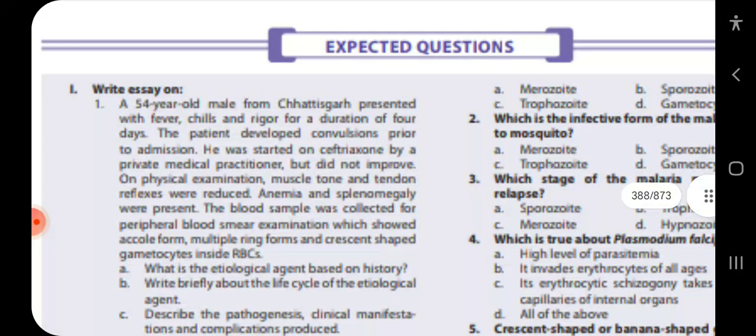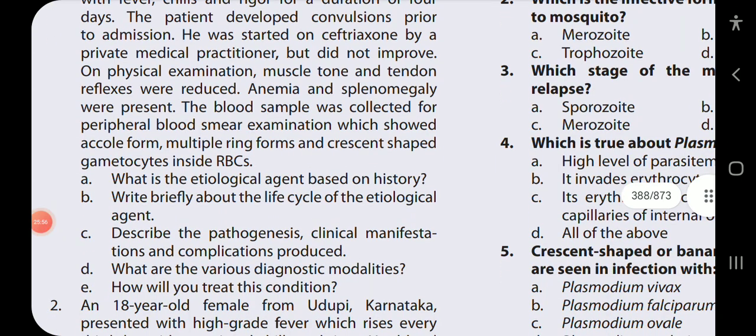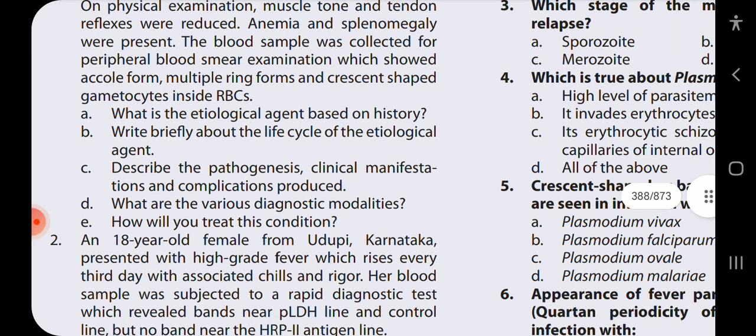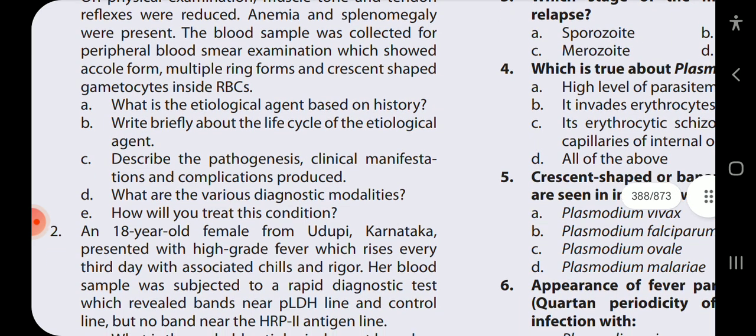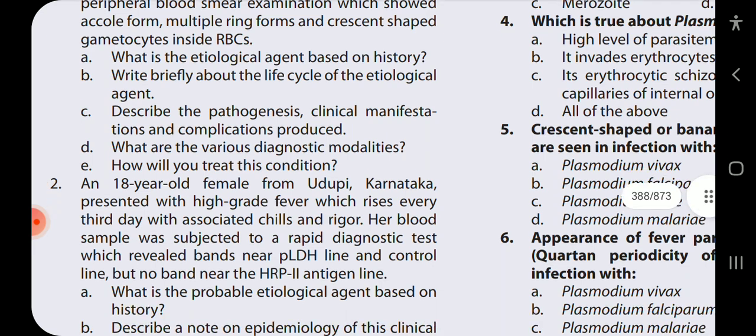Now the expected questions. A 54-year-old male from Chhattisgarh presented with fever, chills, and rigor of 4 days' duration. The patient developed convulsions prior to admission. He was started on ceftriaxone by a private medical practitioner but did not improve. On physical examination, muscle tone and tendon reflexes were reduced. Anemia and splenomegaly were present. The blood sample was collected for peripheral blood smear examination, which showed acyl forms, multiple ring forms, and crescent-shaped gametocytes inside RBCs. So obviously this is a case of falciparum malaria.